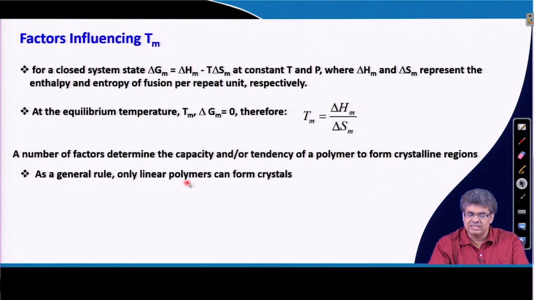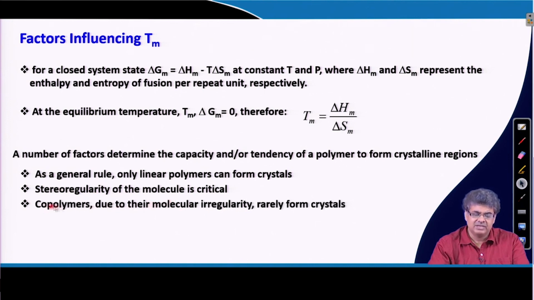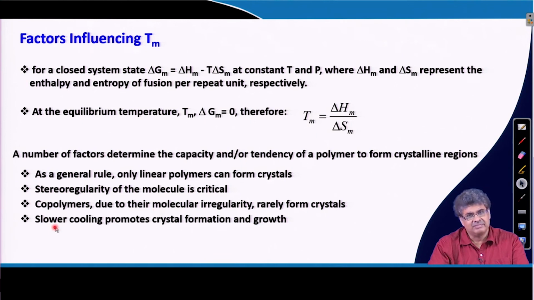A number of factors dominate the tendency of polymers to form crystalline regions, and as a general rule only linear polymers can form crystals. As you can understand, if there is a branched polymer, then the arrangement is difficult, so it is not possible to form crystals. Stereoregularity, as we discussed earlier, atactic polymers generally do not crystallize, so stereoregularity is also very critical. Similarly, random copolymers generally do not crystallize, but if you have a regular block type copolymer, then it is possible to crystallize. And slower cooling promotes crystal formation and growth.